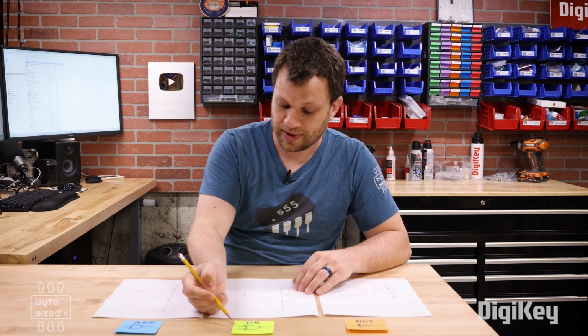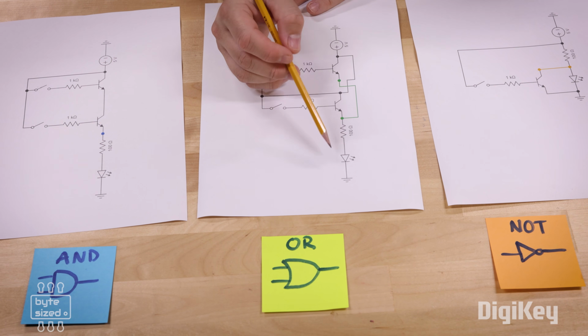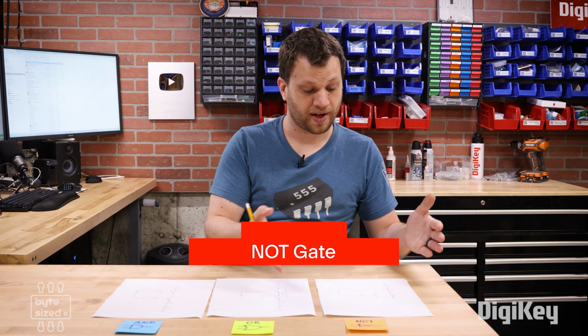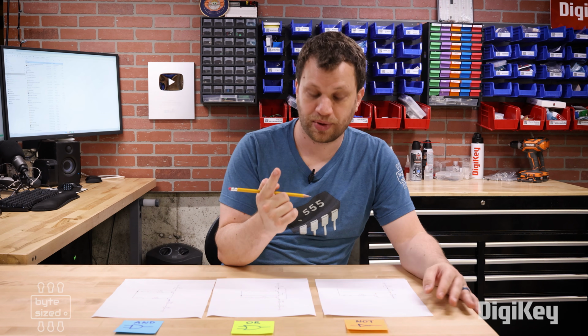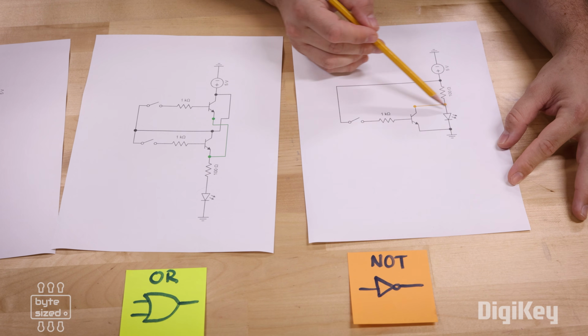Next, we've got the OR gate. It also has 2 inputs, which are represented by switches on my schematic, and I've connected the output to another LED. And finally, we've got the NOT gate. This has 1 input, which is represented by the 1 switch, and the output, again, is represented by an LED.